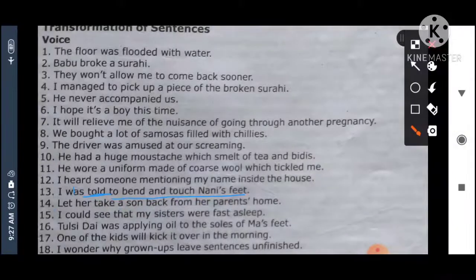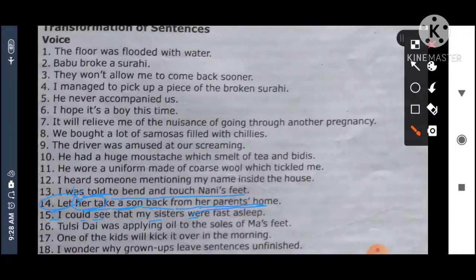Let her take a son back from her parents' home. Now this one is an imperative type of sentence. Let, take यहाँ पे verb है, a son आपका object है, तो let a son be taken back from her parents' home by her. Let a son be taken. To be taken क्यों है? Because यहाँ पे let वाला sentence है, imperative है, इसलिए. Back from her parents' home by her. I could see that my sisters were fast asleep.